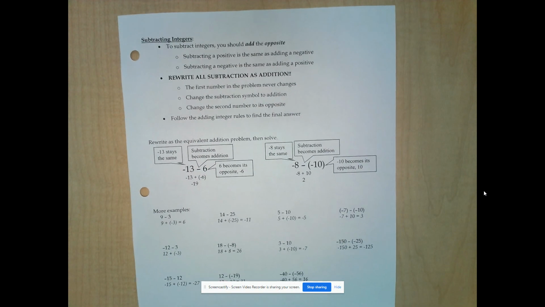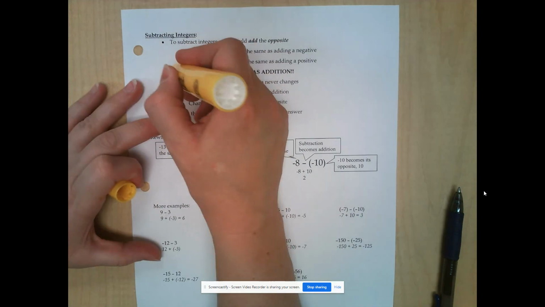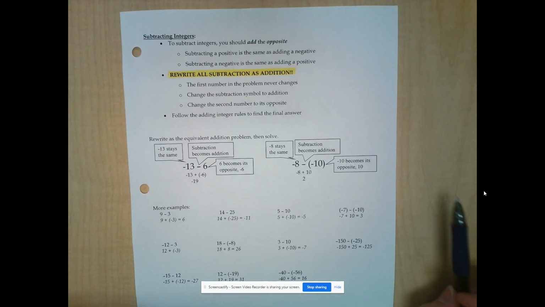Then we also are going to look at the back. We're going to look at subtracting integers. And since we're really good at adding integers, we're going to focus on that strength and say, okay, in order to subtract integers, we are going to add the opposite. We're going to change all of our subtraction problems to addition problems. So for every single subtraction problem, we're going to rewrite the subtraction as addition.